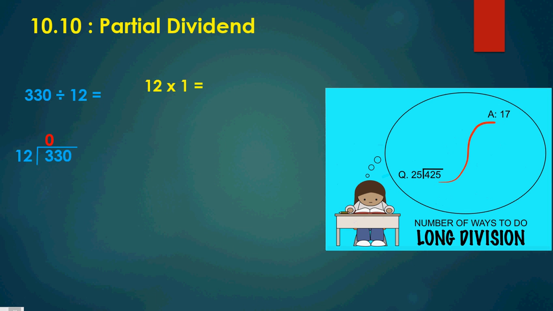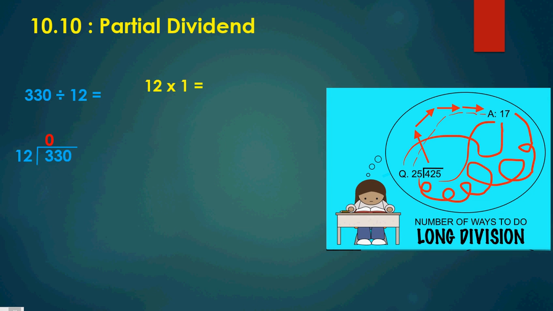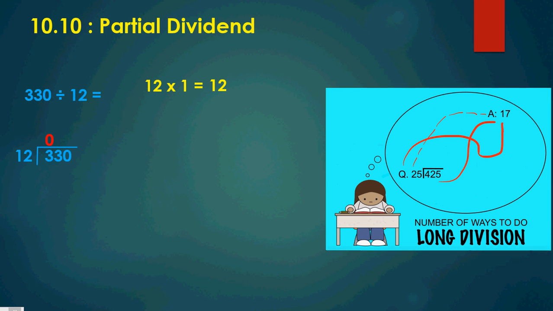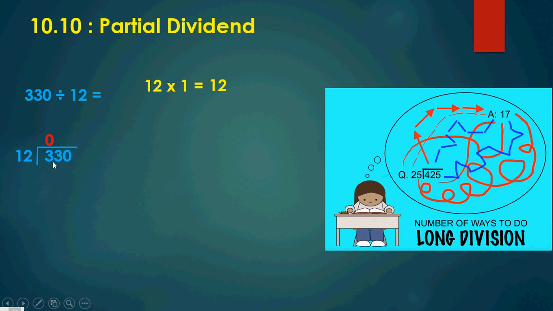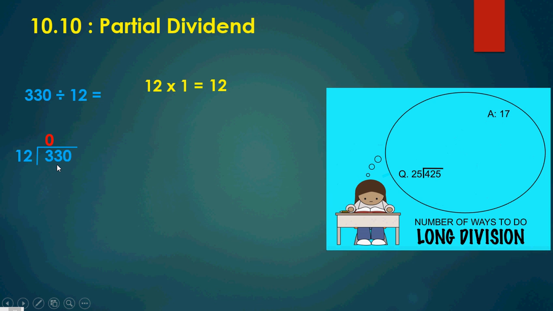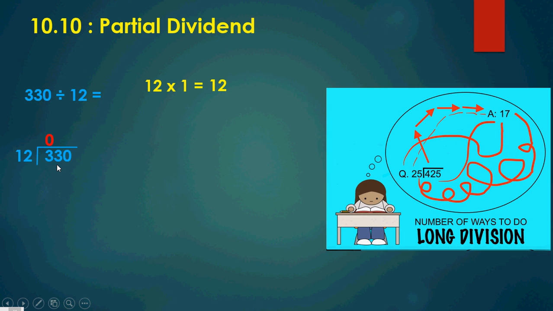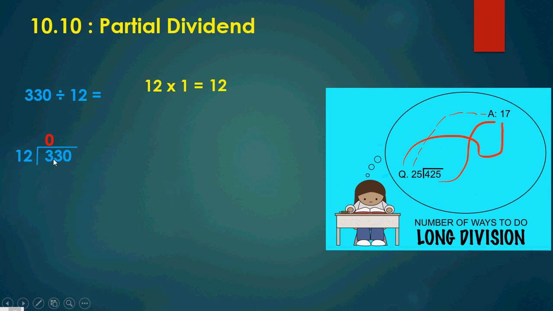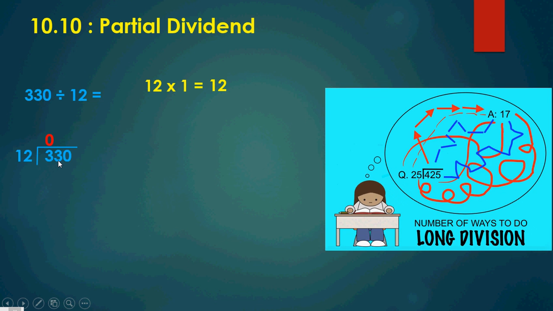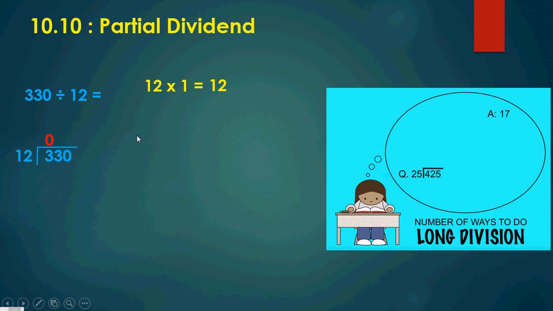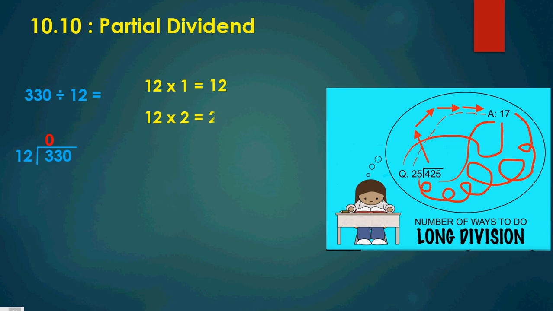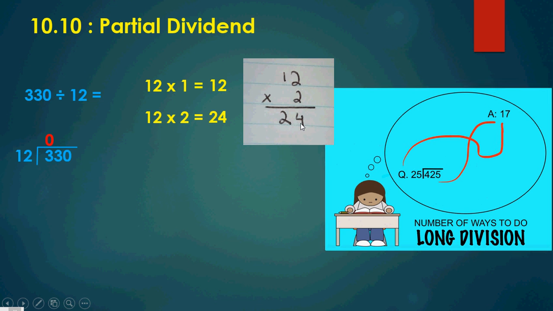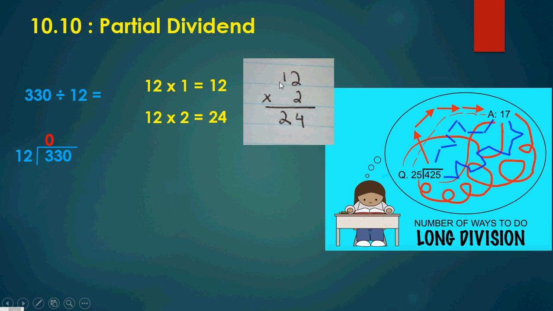Start by multiplying 12 times 1. 12 times 1 is the easiest one. I know it's 12. I can continue because 12, guys, is less than this number. Okay? What is the goal? We have to get exactly to 33 or close to 33, but I can't go over. 12 times 2 is 24. Remember how we do it. Okay, 2 times 2 is 4. 2 times 1 is 2.